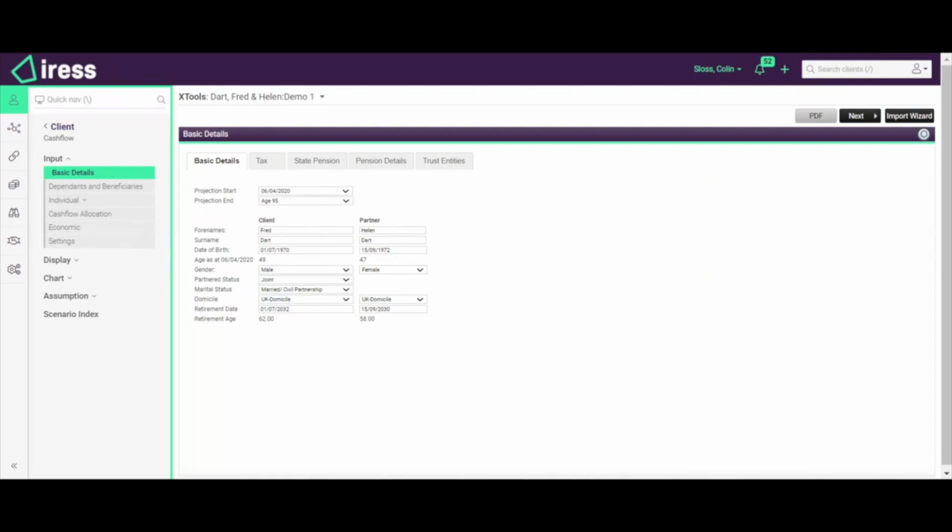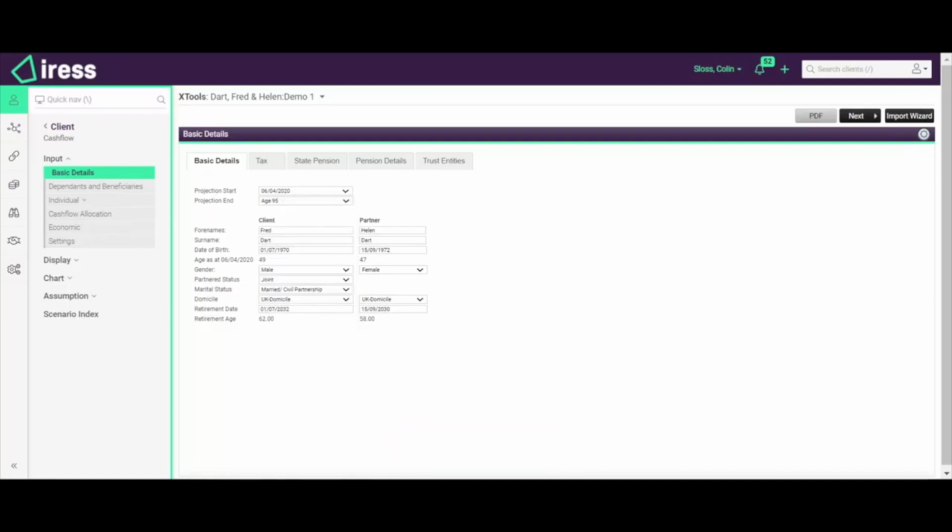We'd like to introduce you to the live demonstration and Mr. and Mrs. Dart. Fred is 49, Helen is 47. The cash flow projection always starts at the beginning of the tax year. We at Iress keep the system up to date with the local tax rates and also the most recent legislative rates and assumptions. And you can choose what age you want to run the cash flow till. It could be a number of years. There's also some mortality rates built in there, and you can even do it as the FCA like with cohort expectancy.